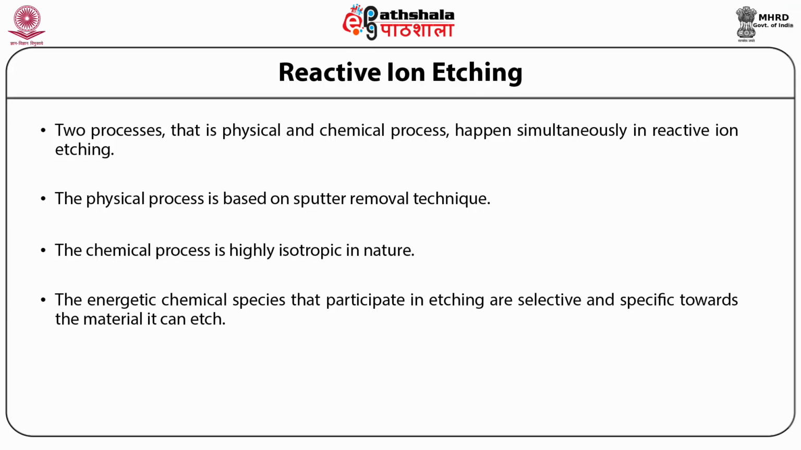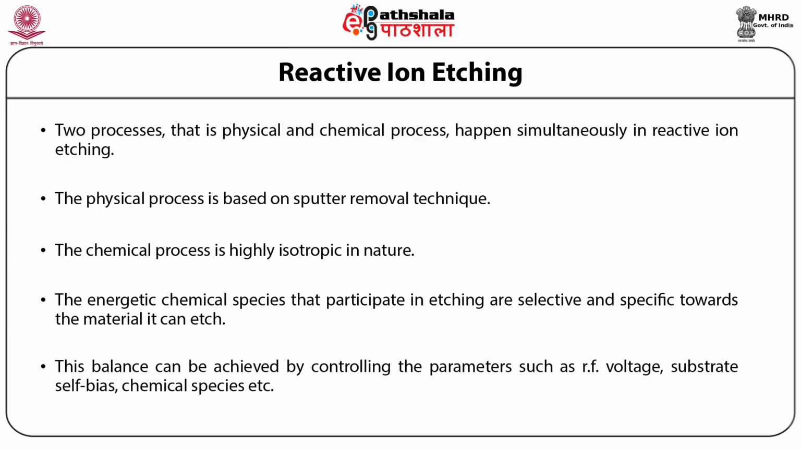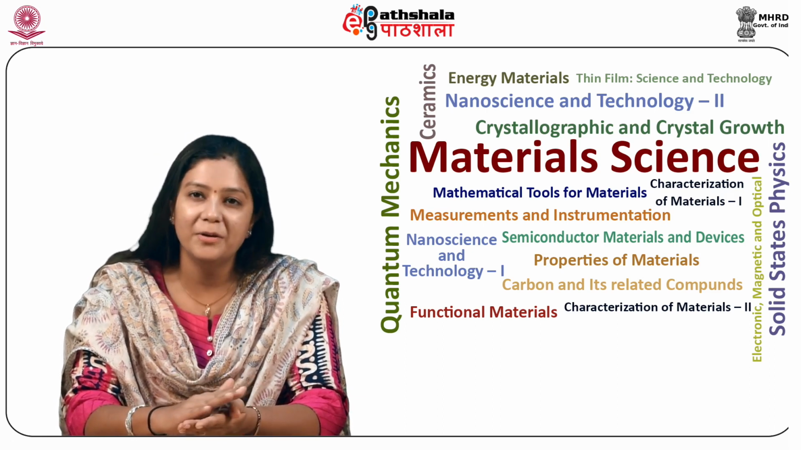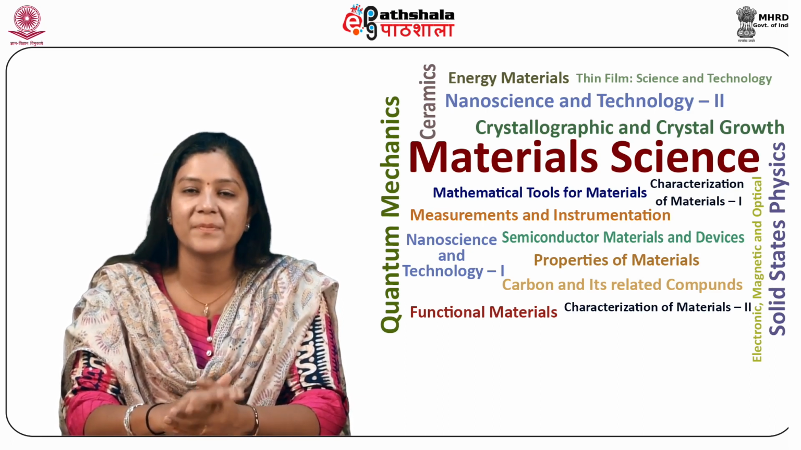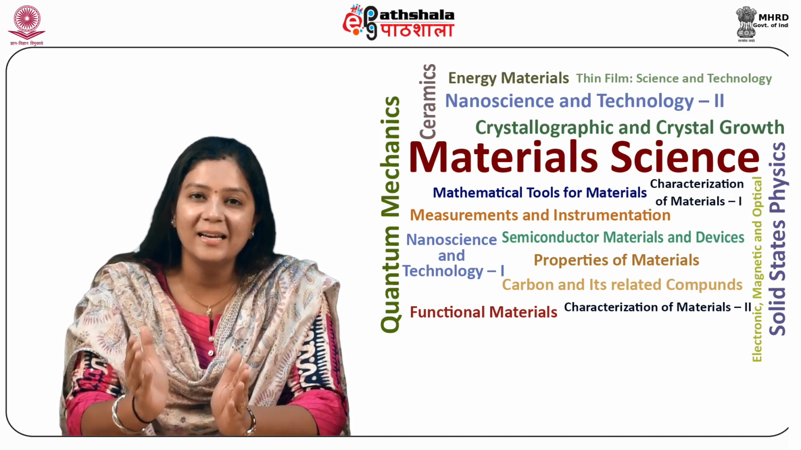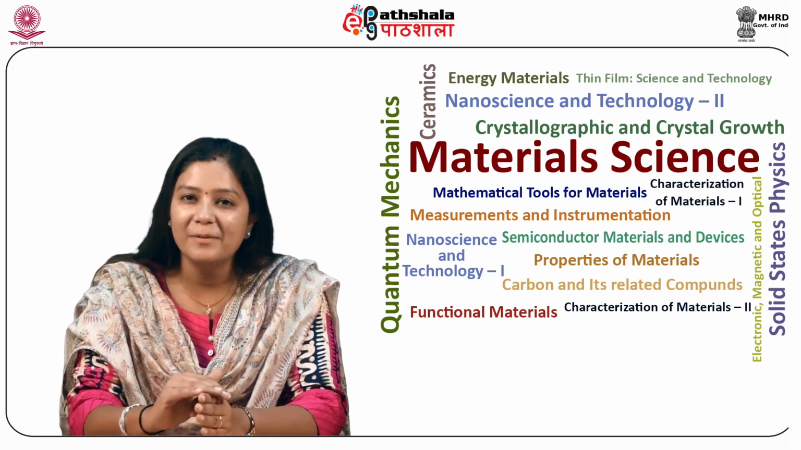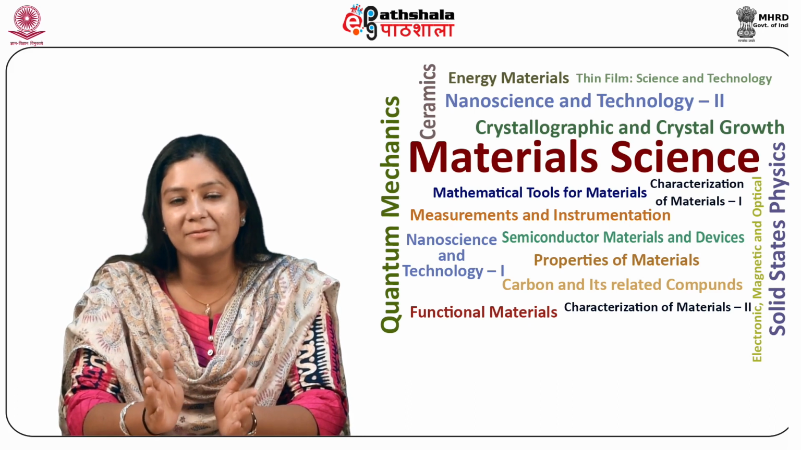Keeping a balance between these two processes is essential for successful etching. This balance can be achieved by controlling parameters such as RF voltage, substrate self-bias, chemical species, etc. As mentioned earlier, the formation of a passivation layer during etching is very advantageous. The ion beam, which is highly directional, removes these layers of native oxides and polymeric products normal to the surface.